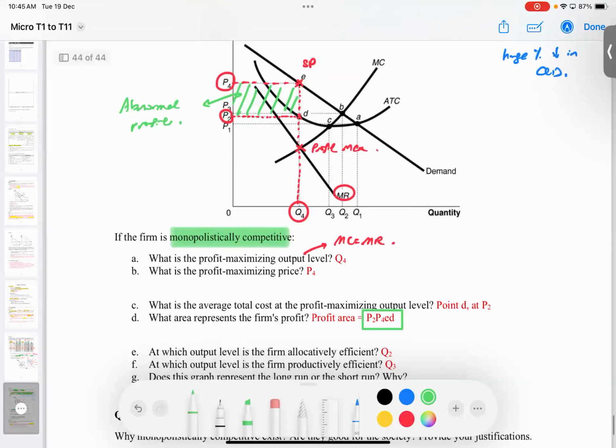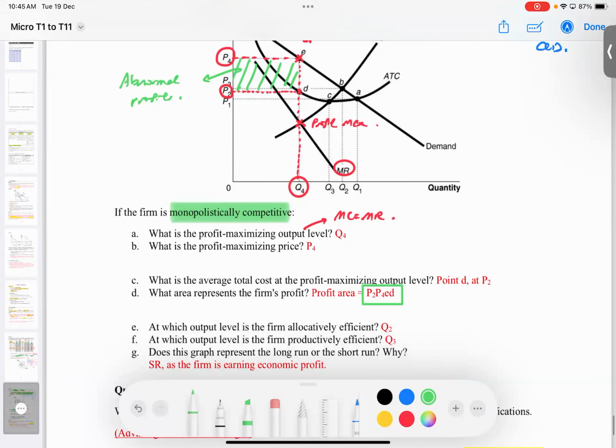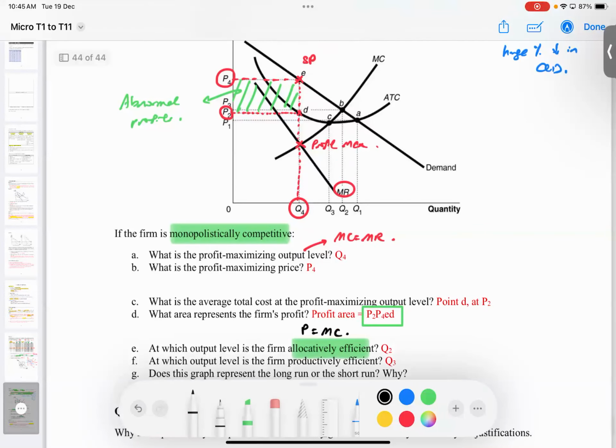Next, they ask at which output level the firm is allocatively efficient. Allocatively efficient means we are referring to price equals marginal cost. Let's see where price equals marginal cost. The demand curve is also your price curve and also equals your average revenue. So price equals marginal cost is point B here, at quantity Q2.